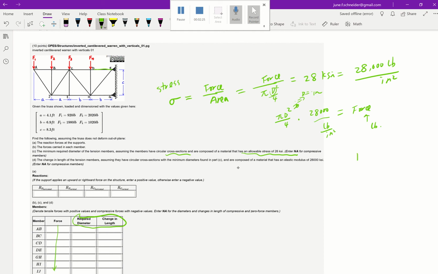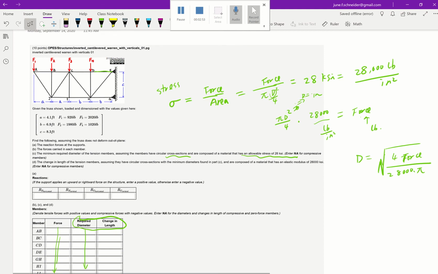How do we solve that? It's pretty easy. d is going to be the square root of 4 times the force, divided by 28,000, then divided by pi for my situation, right? For my value. So that will help you solve everything here. Once you know the force, you can find the diameter.